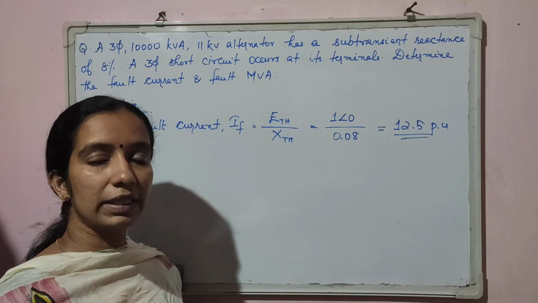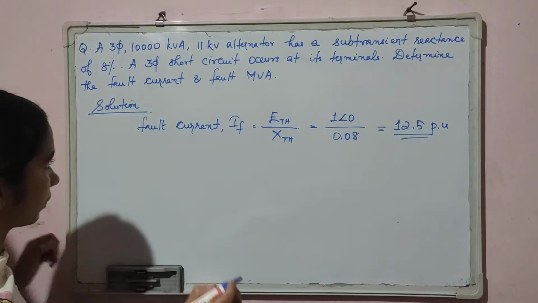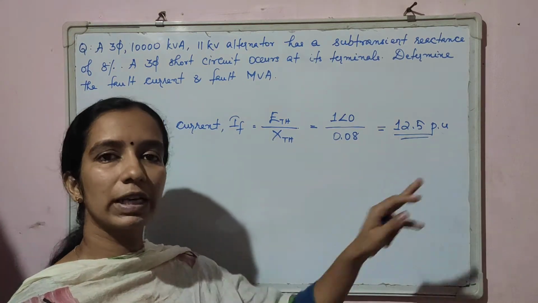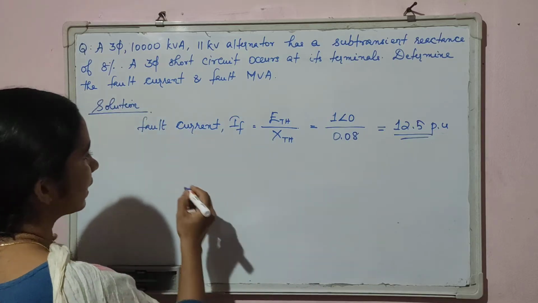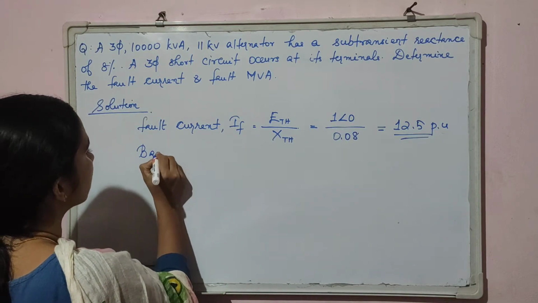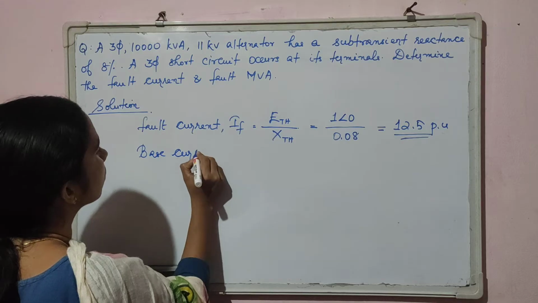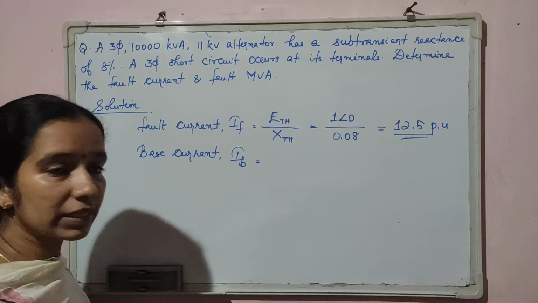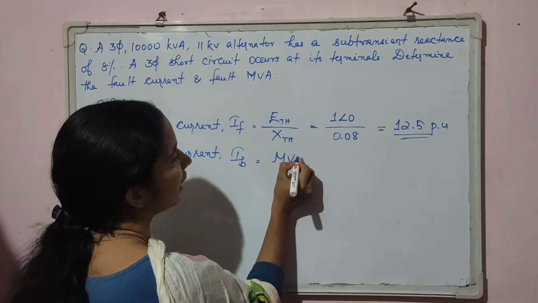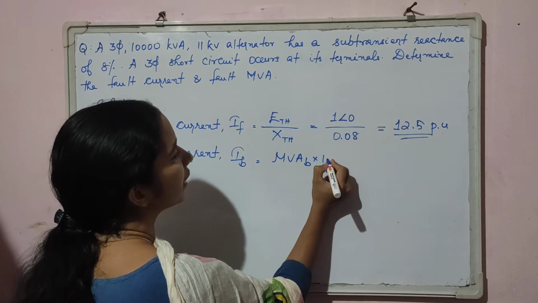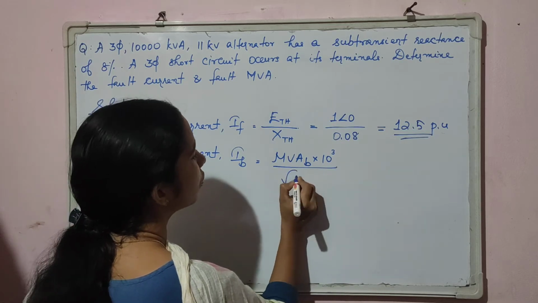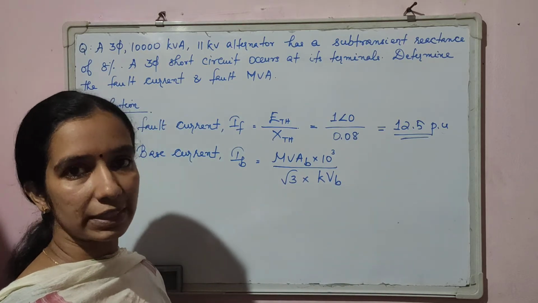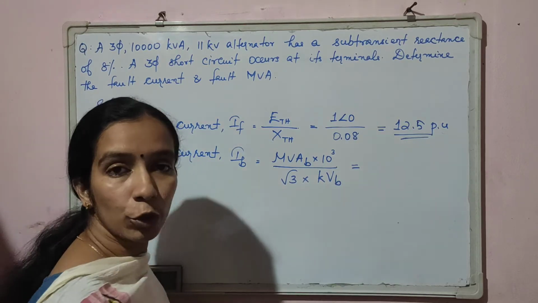Now let us calculate the actual value of fault current. We know that the actual value is equal to the per unit value into the base value. So let us write the base value of current. What is the equation for base current? That is MVA base into 10 raised to 3 divided by root 3 into kV base. That is the equation for base current. We have already studied it in module 1.